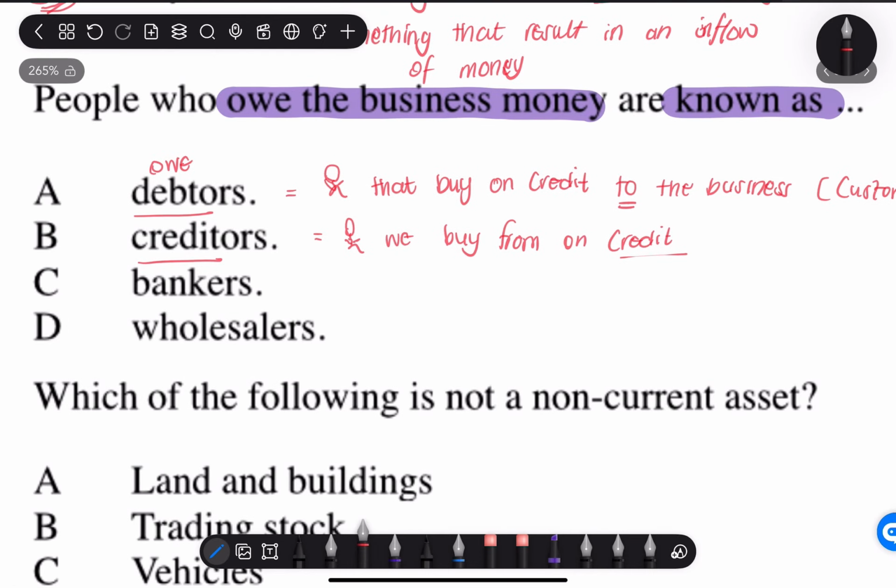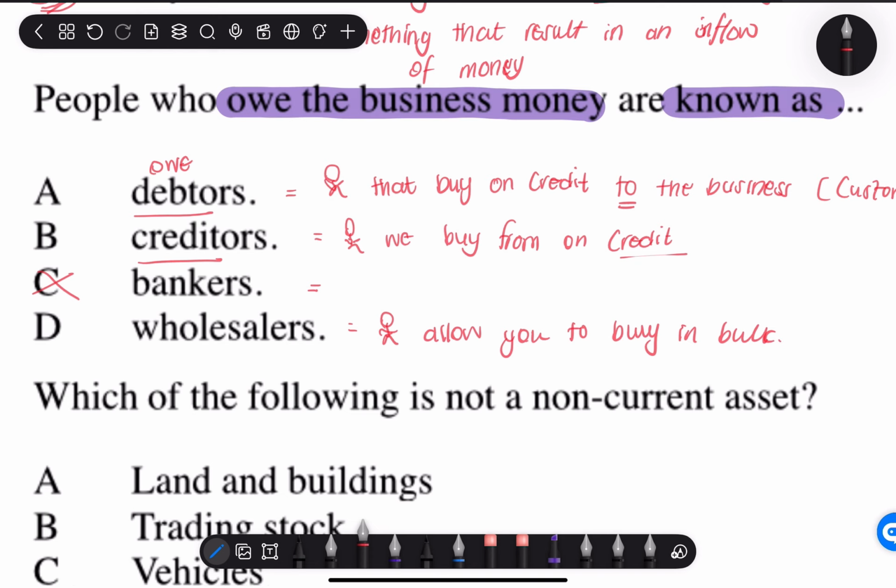Bankers, people who bank. And wholesalers, people where you buy in bulk. So people that allow you to buy in bulk. So, people who owe the business money, so bankers is definitely out. It's not a banker, no. Trying to think of the definition of a banker. It's not coming to mind, but it's definitely not a banker. Let's cross that out.